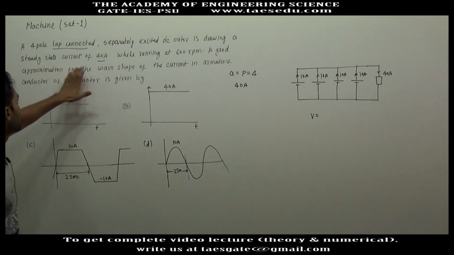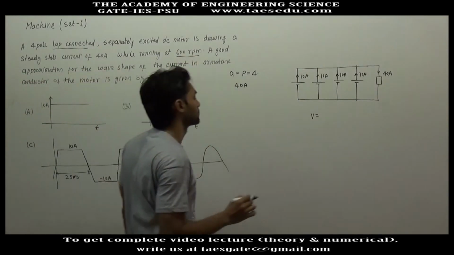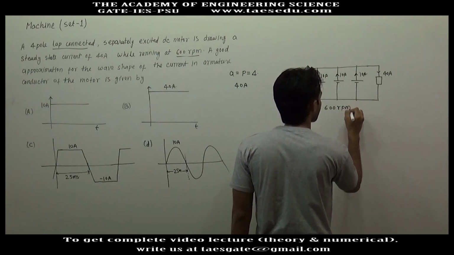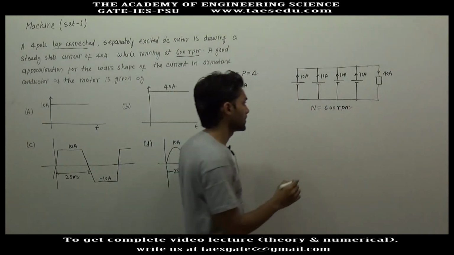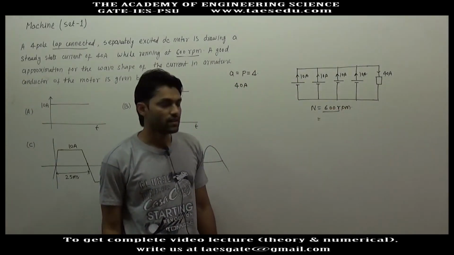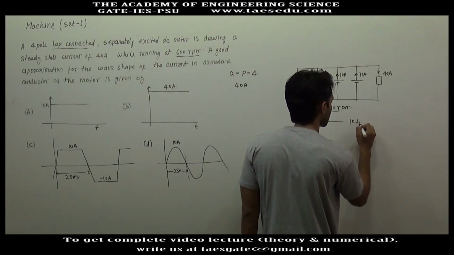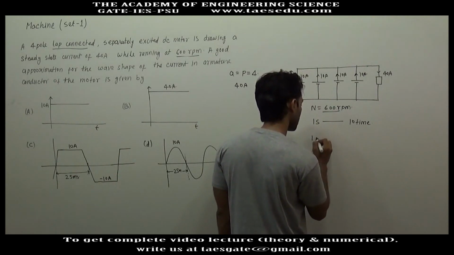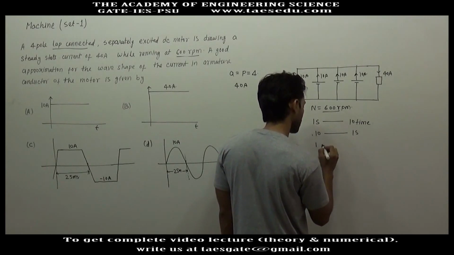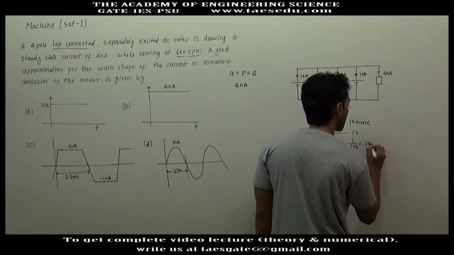Okay, so we have this kind of DC motor and it is running at 600 rpm. It means in 1 minute it rotates 600 times. So in 1 second it will rotate 10 times, so for 10 rotations it takes 1 second. So in one rotation it will take 1 by 10 second. This is 100 millisecond.